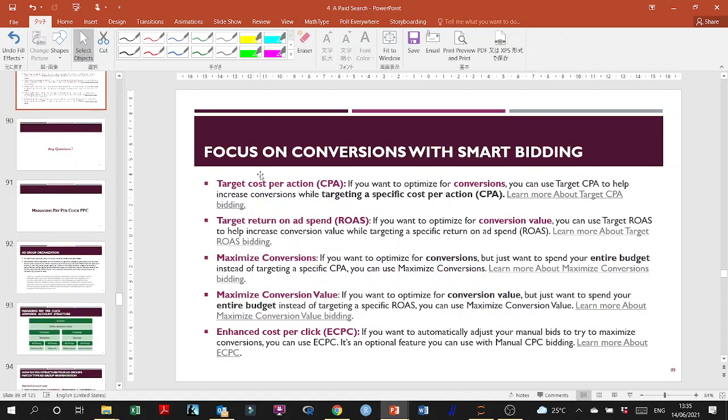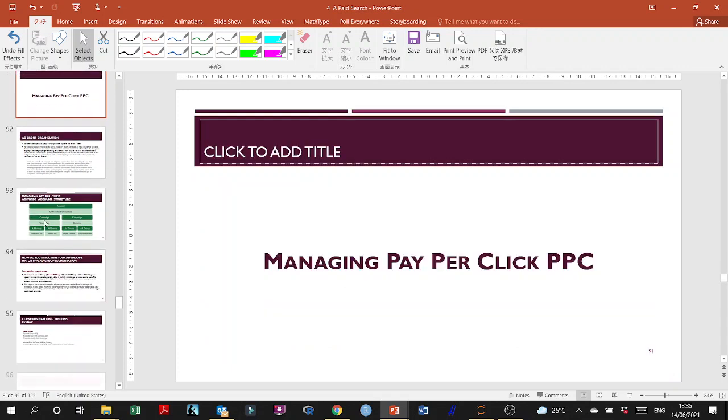So with smart bidding, we can have the target cost per action, the target return on ad spend or value, maximizing conversions or maximizing conversion value. Over here we have enhanced cost per click, which automatically adjusts your manual bids to try to maximize conversions for you within a week or so.